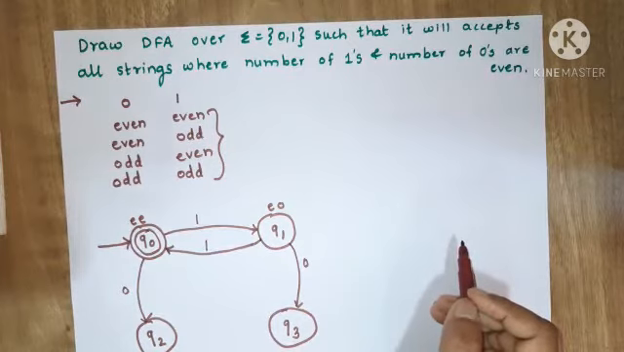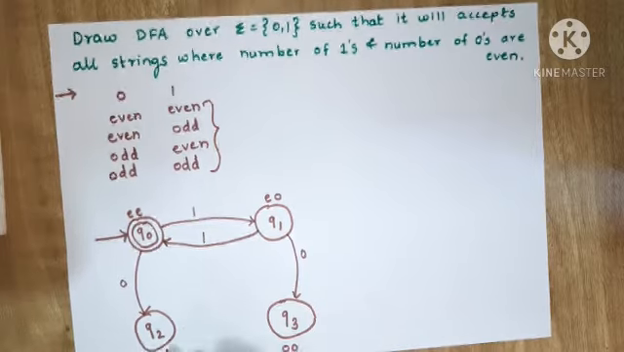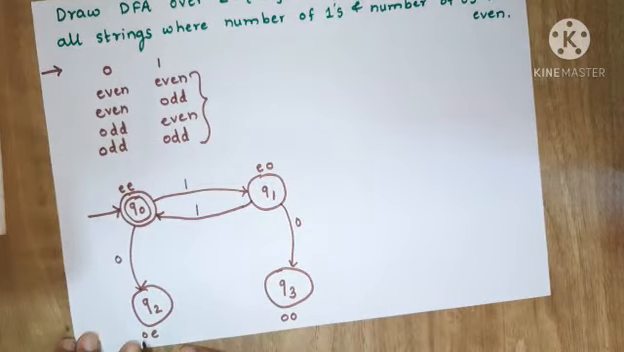So transitions for Q1 complete. Now transitions for Q2. So Q2 state is representing what? Q2 state is representing odd number of zeros and even number of ones. So in this case, if I get one more 0, already the zeros are odd, so my number of zeros will become even. Yes, and already my number of ones are even.